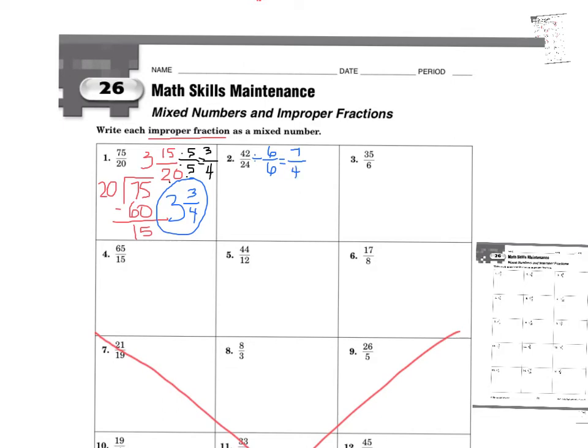And now, that is my still improper fraction. So I'm going to divide numerator divided by denominator. 4 goes into 7 one time. And I'm going to have 3 leftovers. So that's 1 and 3/4.